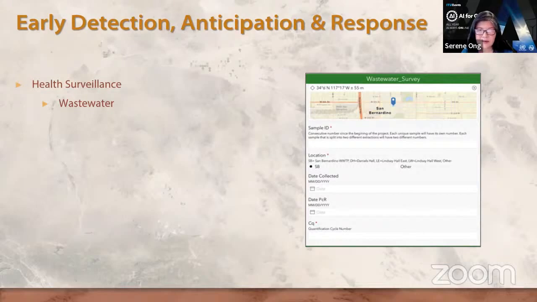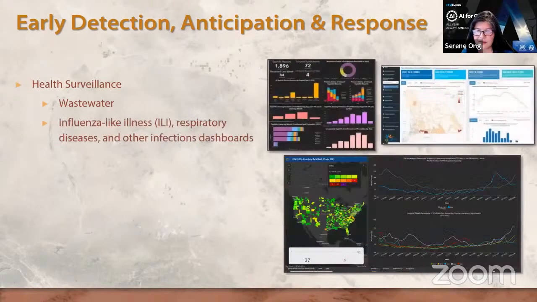We're expanding our use of dashboards to track a wider range of infectious diseases, such as influenza-like illnesses, sexually transmitted diseases, as well as internally tracking our workload, performance, and resource needs for our case investigators.